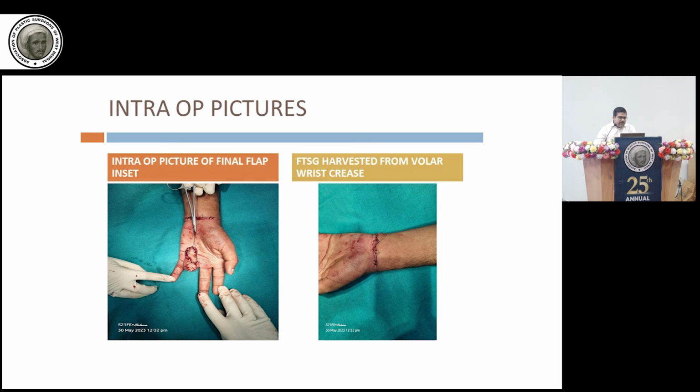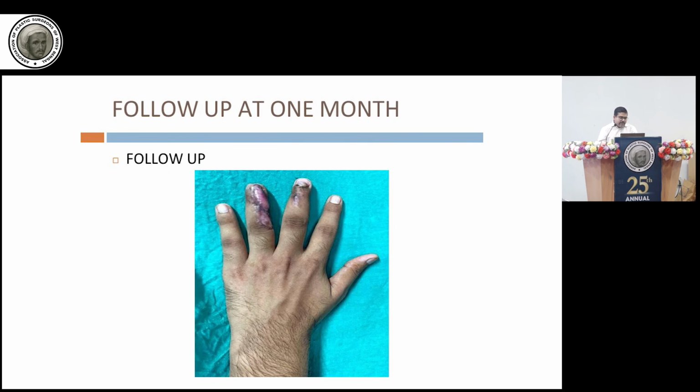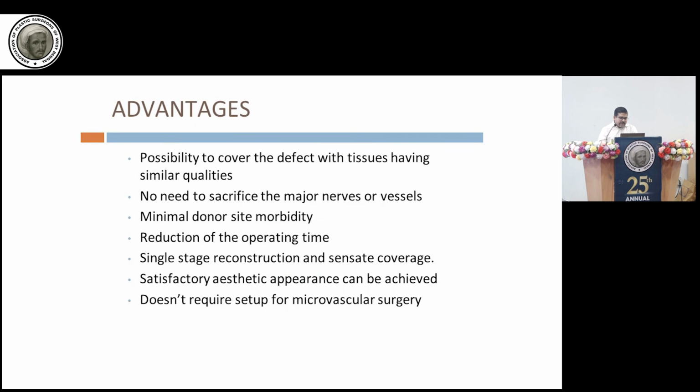Follow-up after 1 month. Advantages: possibility to cover the defect with tissues having similar quality, no need to sacrifice the major nerve and vessel, minimum donor site morbidity, reduction of operating time, single stage reconstruction and sensate coverage, satisfactory aesthetic appearance can be achieved, doesn't require setup of microvascular surgery.